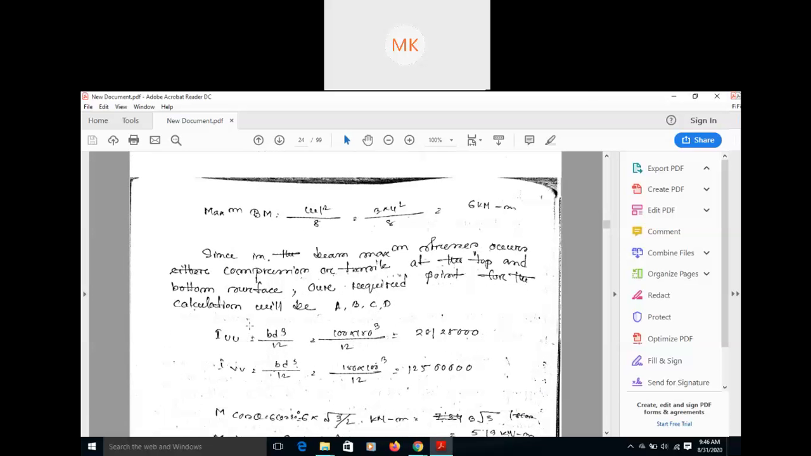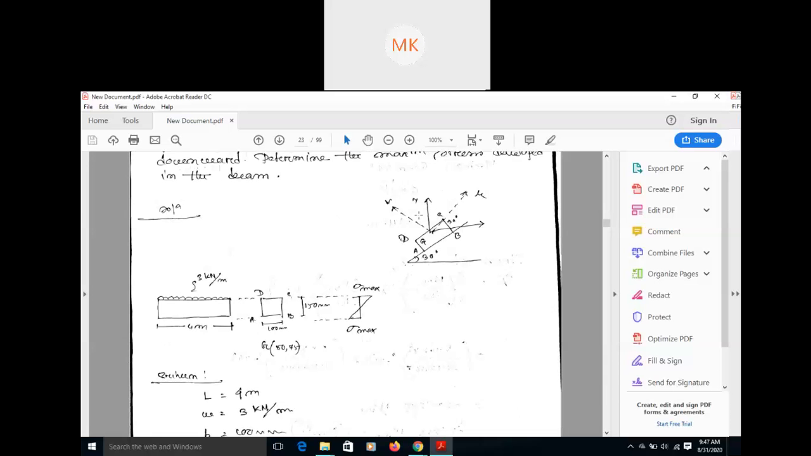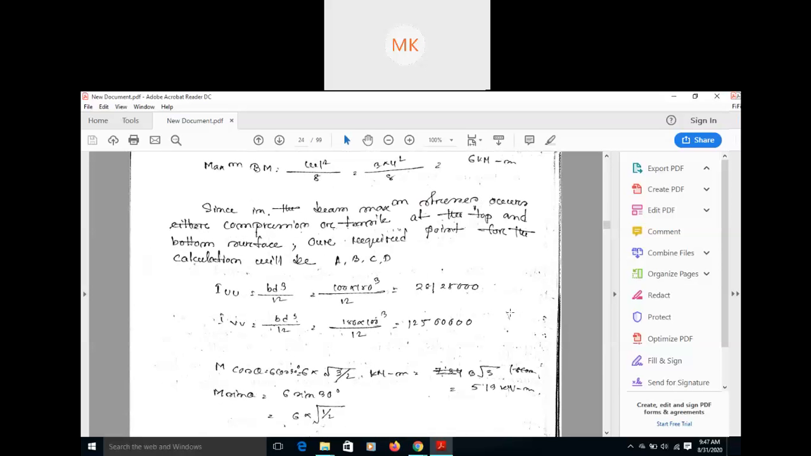Here you see, since in the beam maximum stresses occur, either compression or tensile, at the top and bottom surface, our required points for the calculation will be A, B, C, D. Here you see this figure. We can't say without solving this where the bending stress is maximum, where it is minimum. It may be compression or it may be tension. So for finding this out, we need to find at every point like A, B, C, D. So how are we going to solve this?